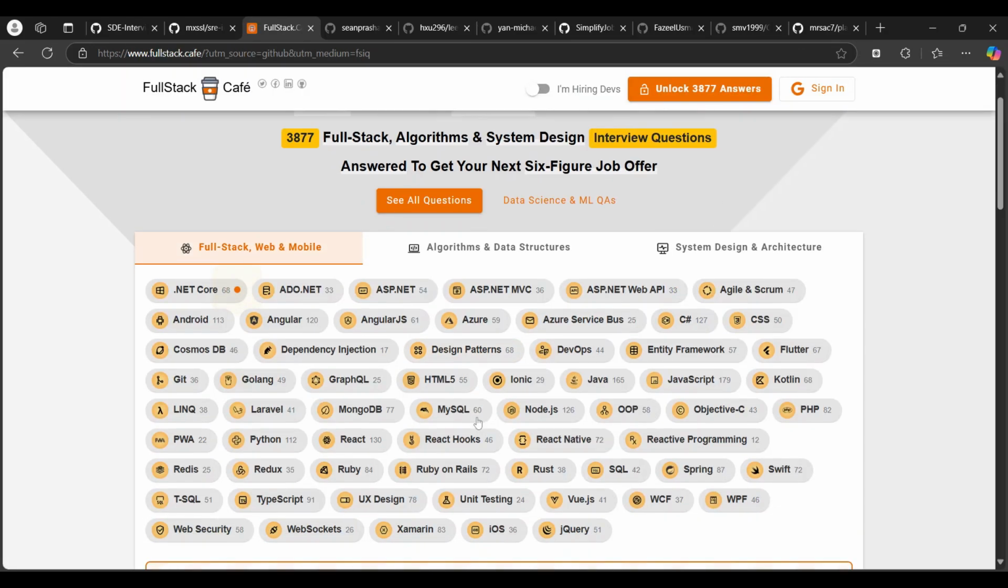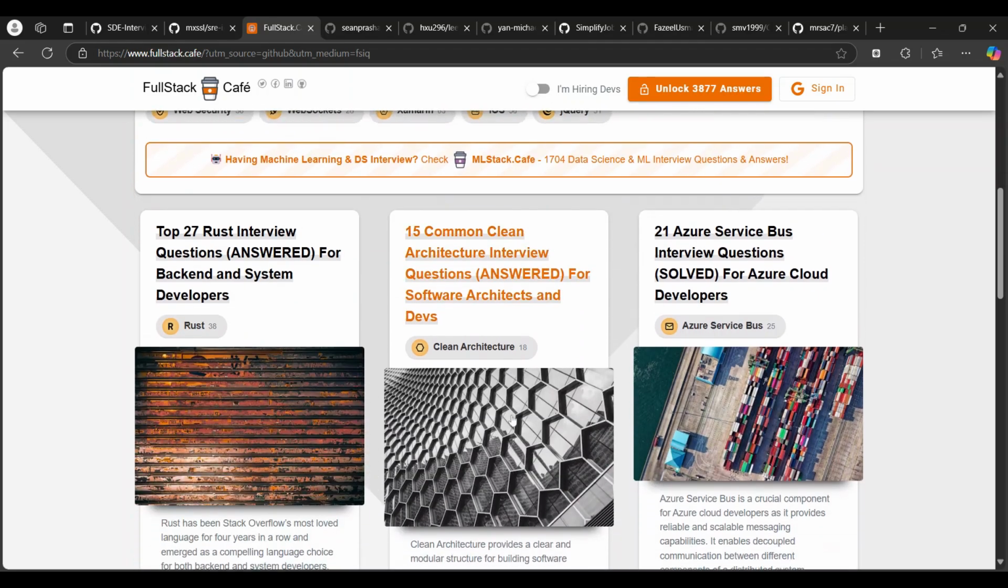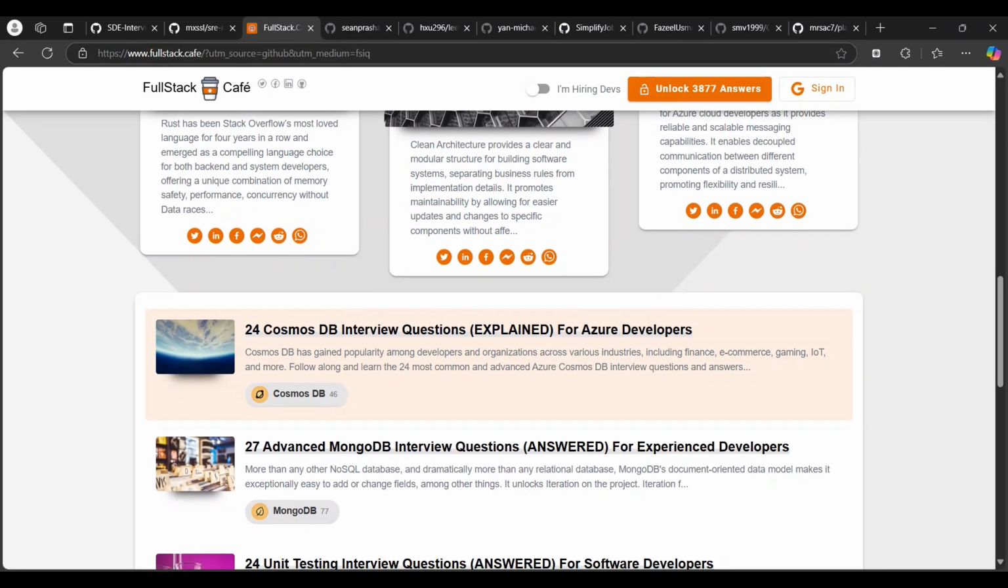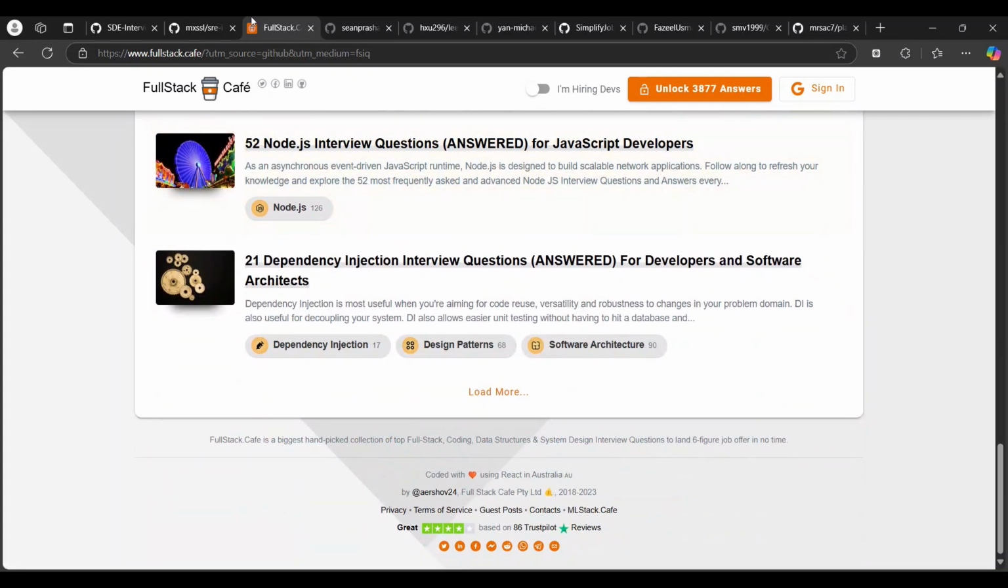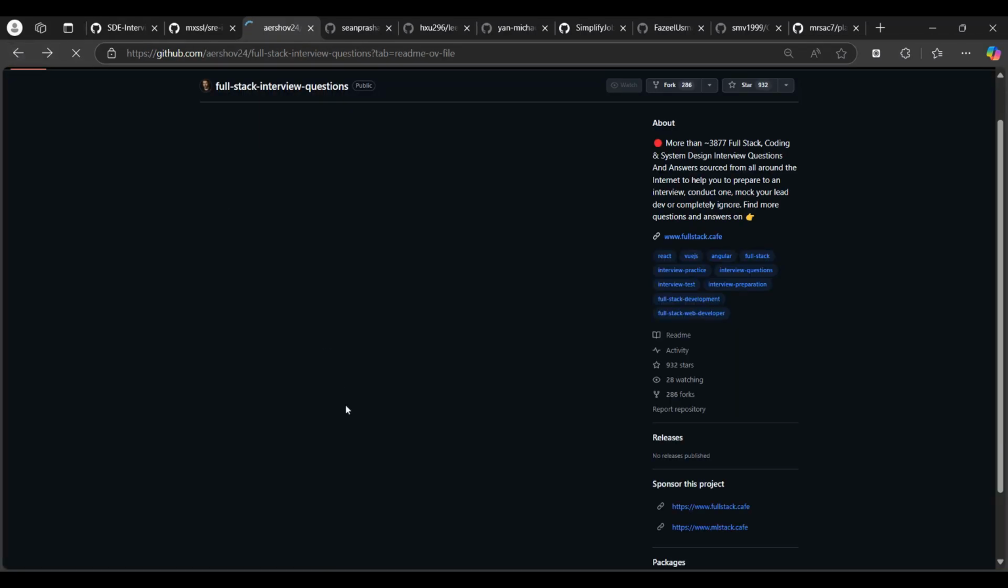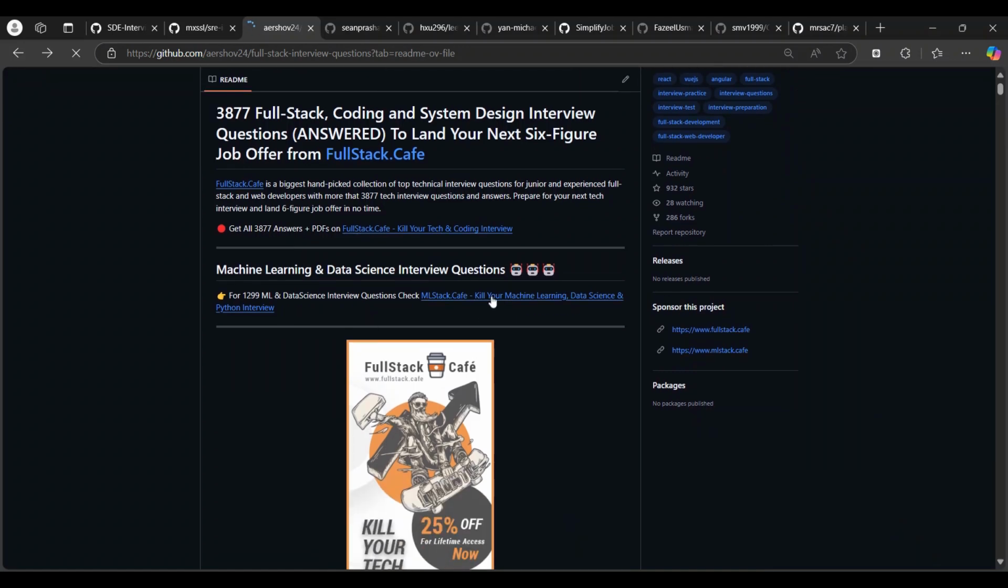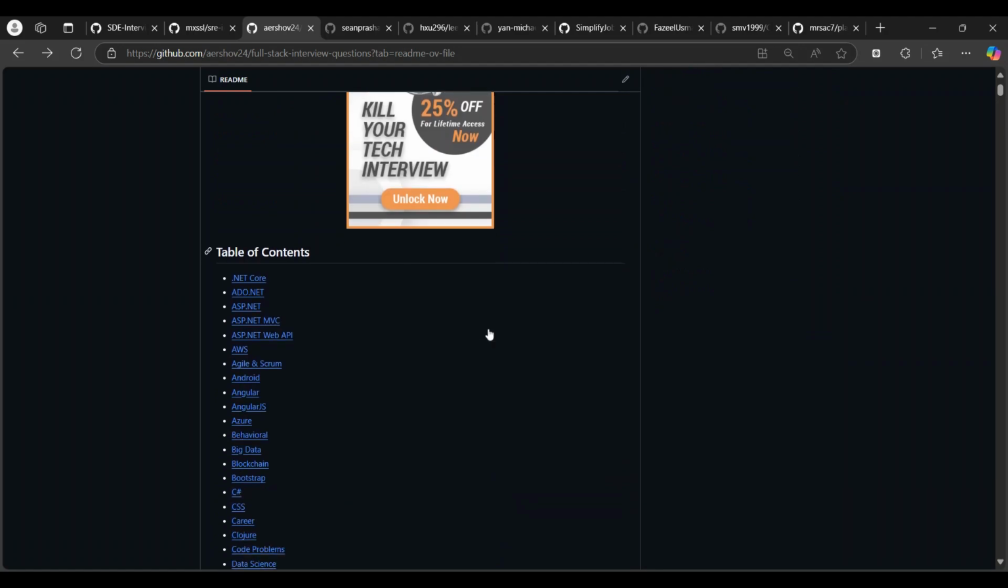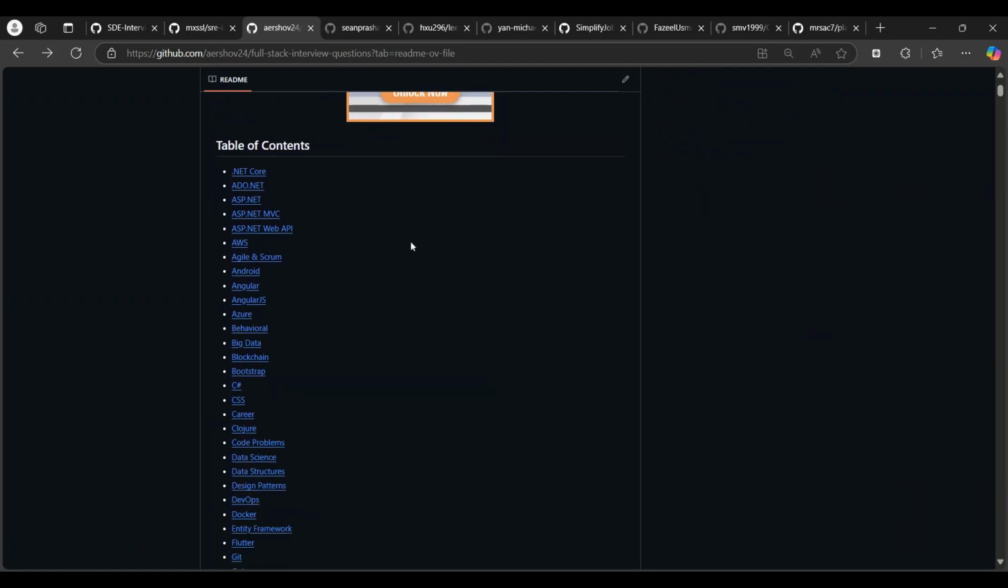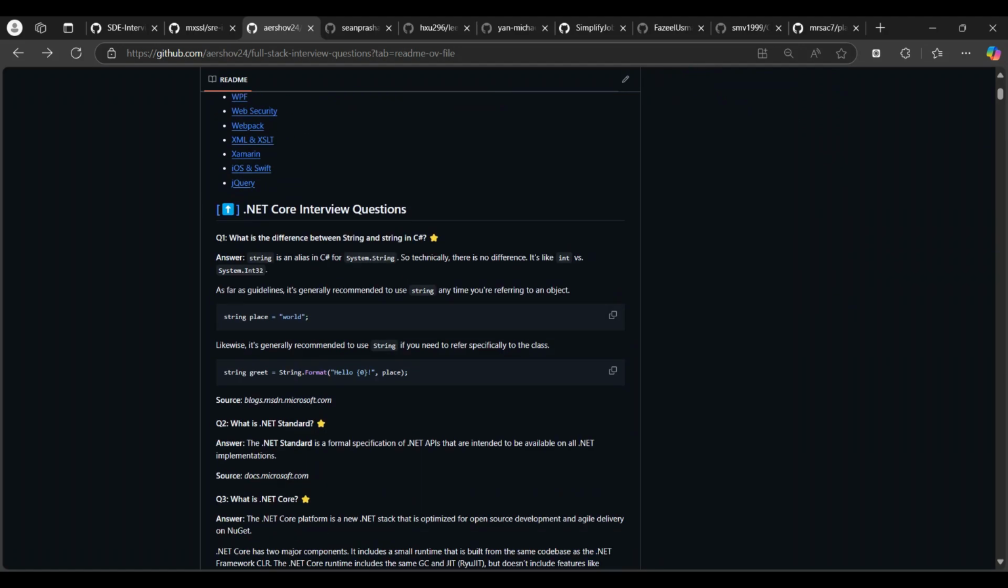So okay, from here you will also get all the questions and the answers. So no need to worry about this. You can fully prepare for full stack from here, right? And similarly, I guess from ML also, you can be fully prepared. And they have added some other technologies also.